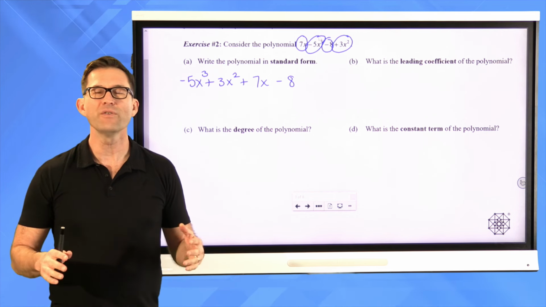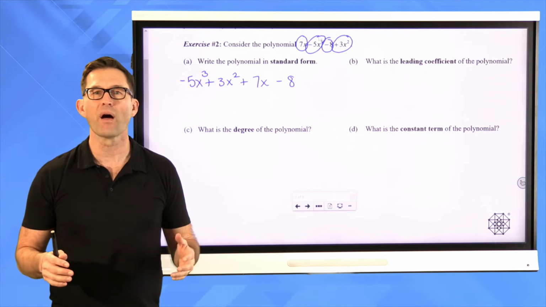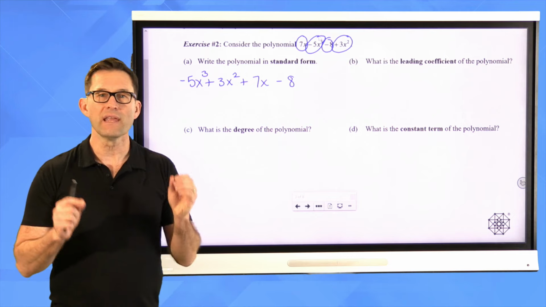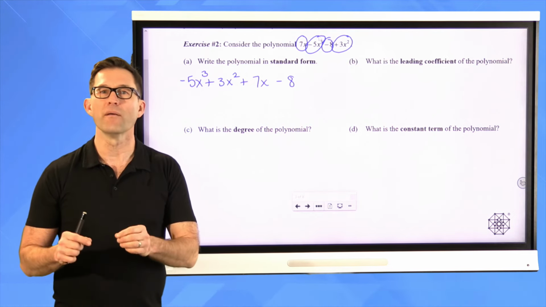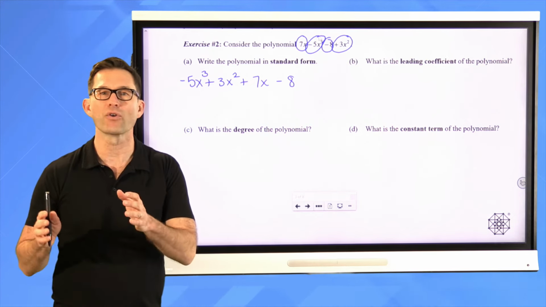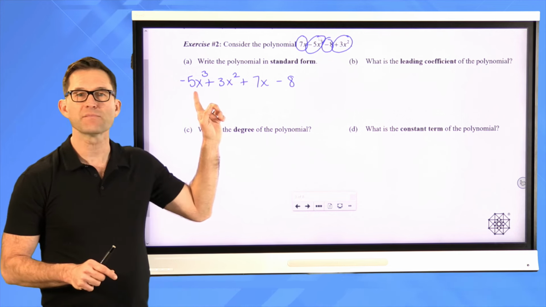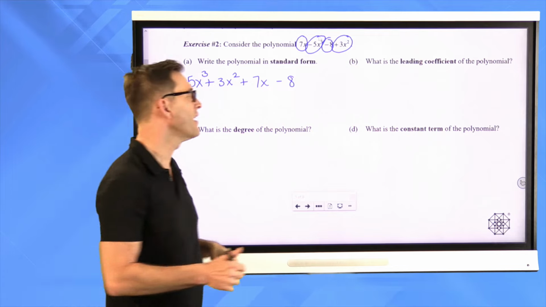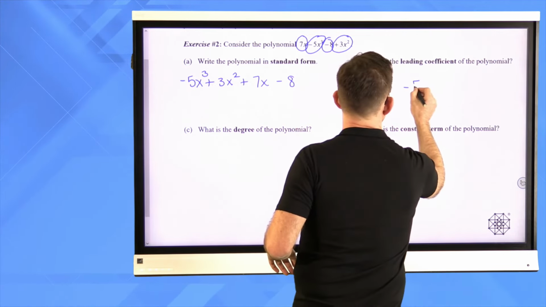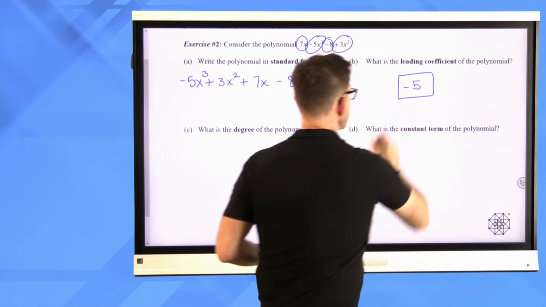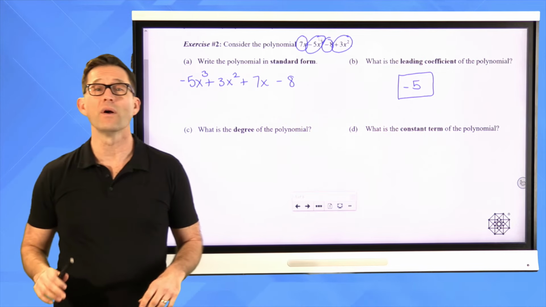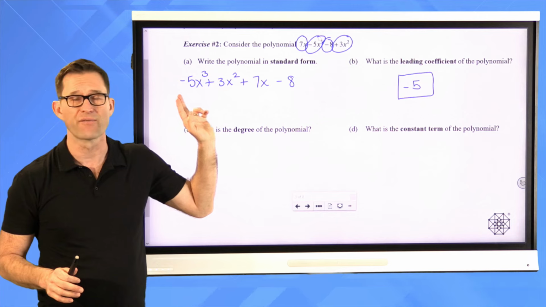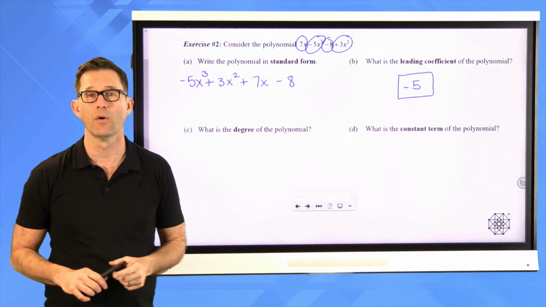All right, well, a coefficient is simply a number that multiplies an algebraic variable, right? The leading coefficient is going to be the number that multiplies the highest powered term. So in this case, the highest powered term is x to the third, and therefore the leading coefficient is -5, right? You can also think about it as really being the first number you see once you've written the polynomial in standard form, right? That -5 is the first number. That's why it's called the leading coefficient.